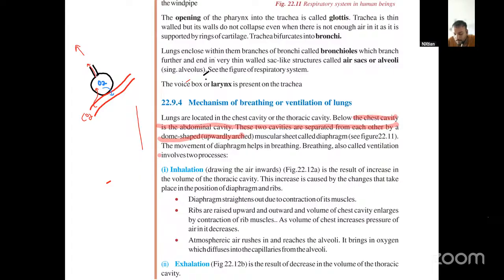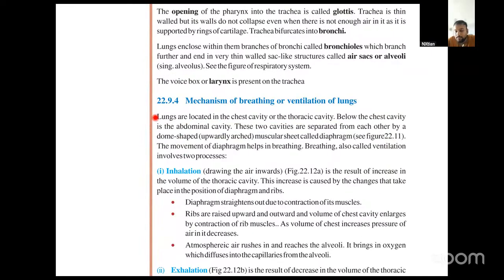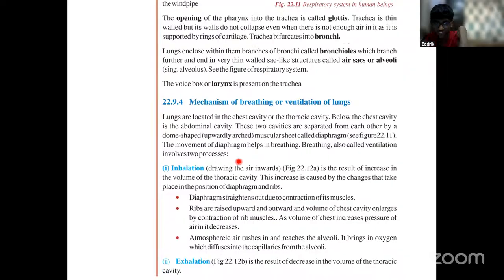I will ask Edric to read this. Edric, please read this. Lungs are located in the chest cavity or the thoracic cavity. Below the chest cavity is the abdominal cavity. These two cavities are separated from each other by a dome-shaped, upwardly arched muscular sheet called diaphragm. See figure 22.11. The movement of diaphragm helps in breathing. Breathing, also called ventilation, involves two processes.